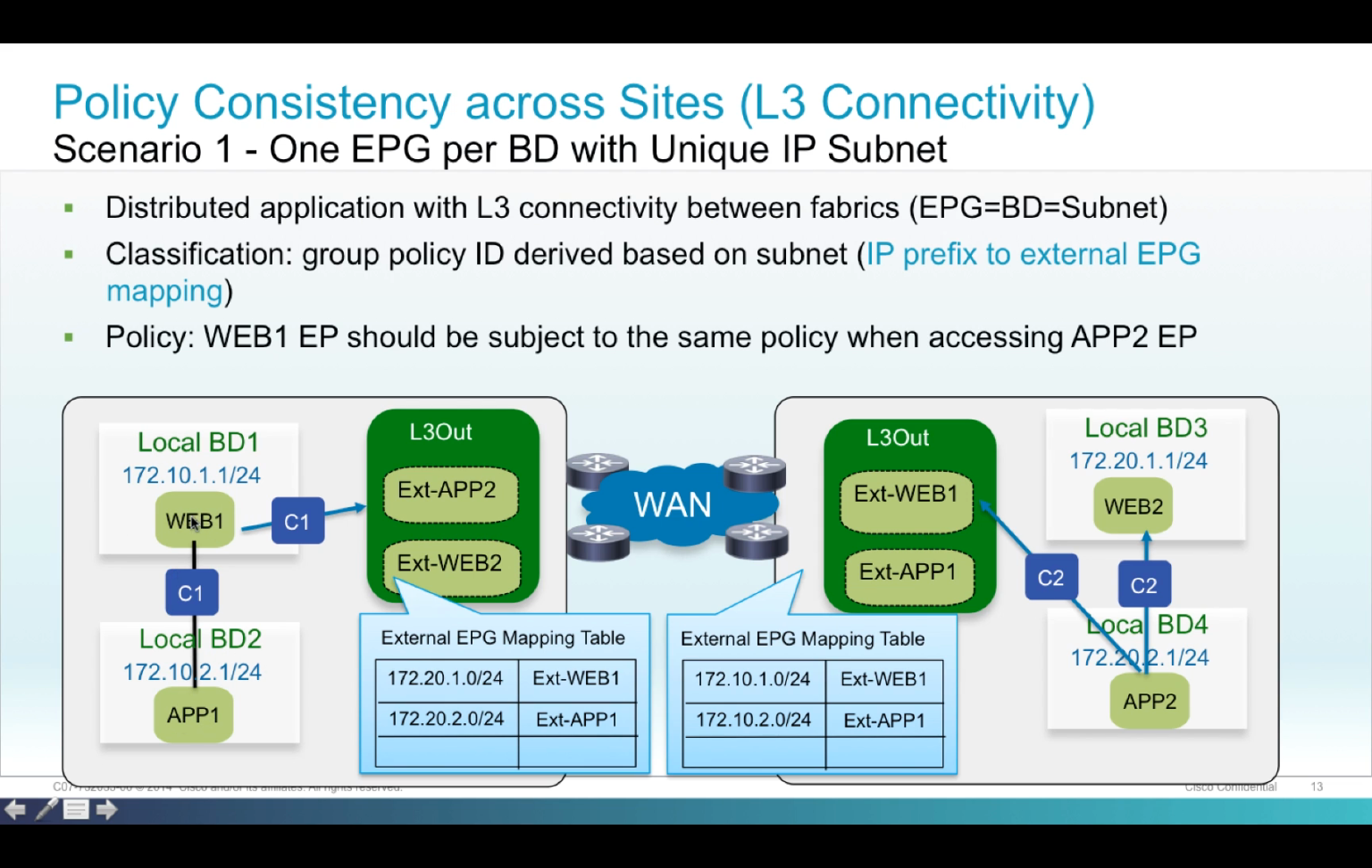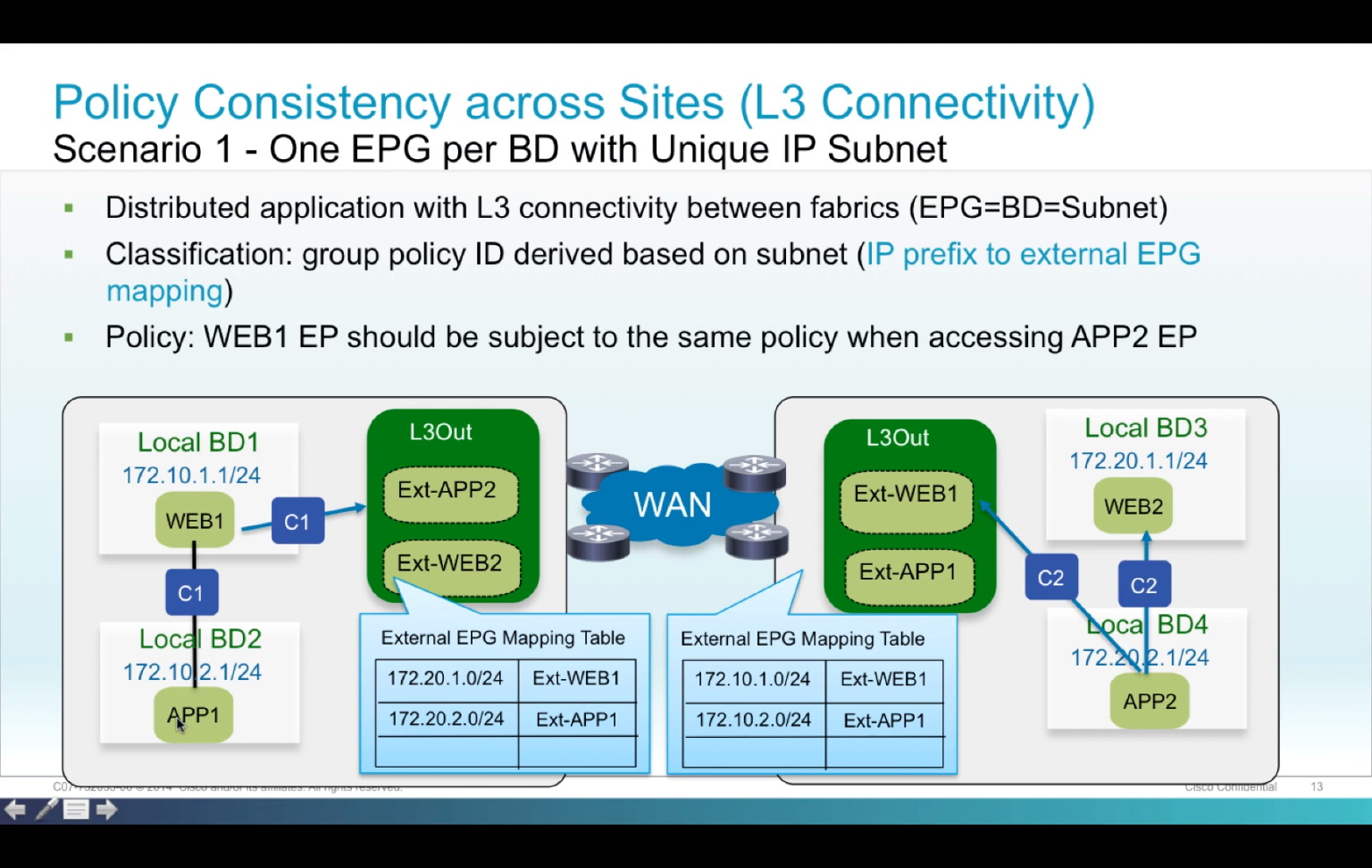Now, there could be a couple of situations, but in the first instance, we are considering a situation where our app and our web endpoint groups are sitting in completely separate layer 3 subnets. So in this case, I've got 172.10.2.1/24 for my app and 172.10.1.1 for my web, which means that as the traffic leaves and enters data center 2, the way I map the traffic to the endpoint groups in data center 2 is based on the classification on the layer 3 out on the way in.